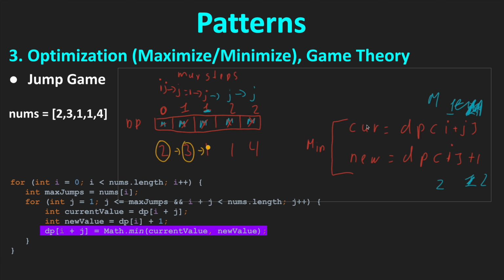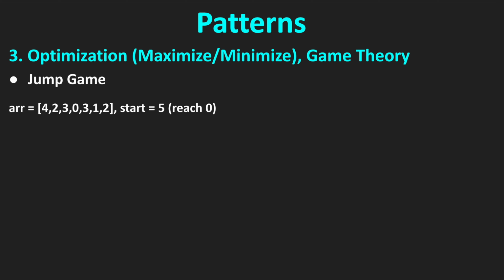So we are taking 2 values, current and new, and we are updating our value at that specific point in our DP array. Now let's go to the next one. In the next one, what do we need to do here, what do we have?